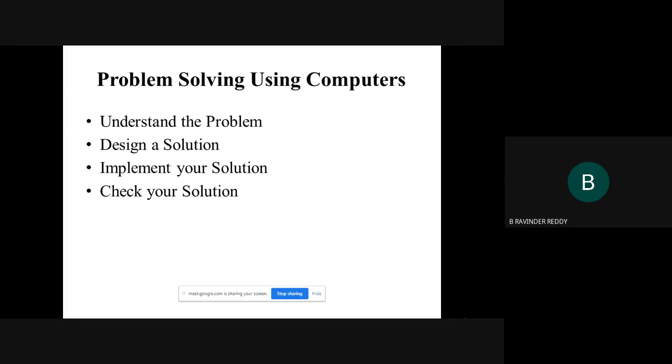Have you got this slide, everybody? Now, I want to ask you a question. The question is, tell me one such mathematical concept in which we are going to check in reverse order whether our solution is right or wrong.